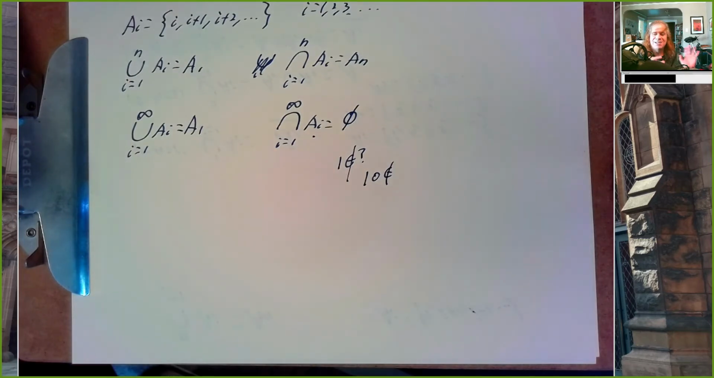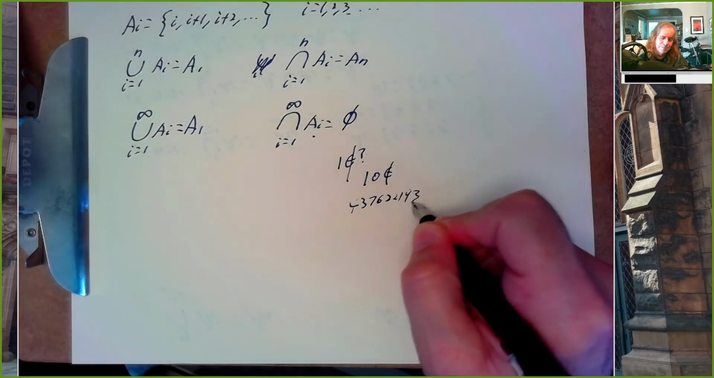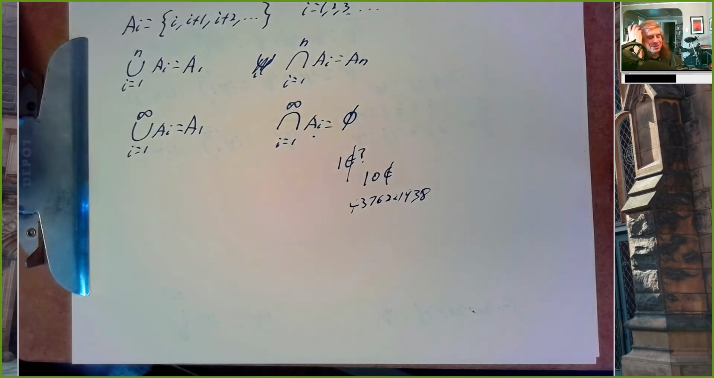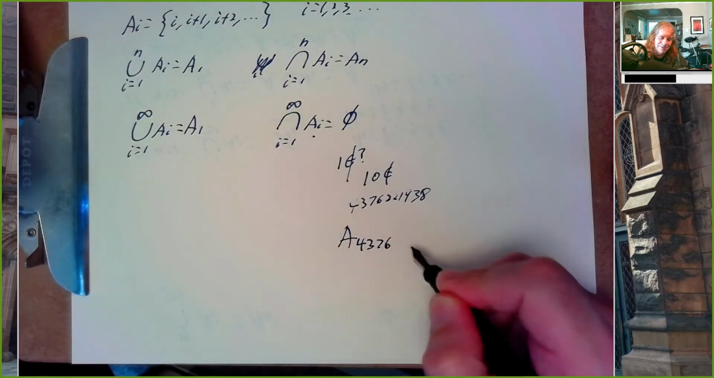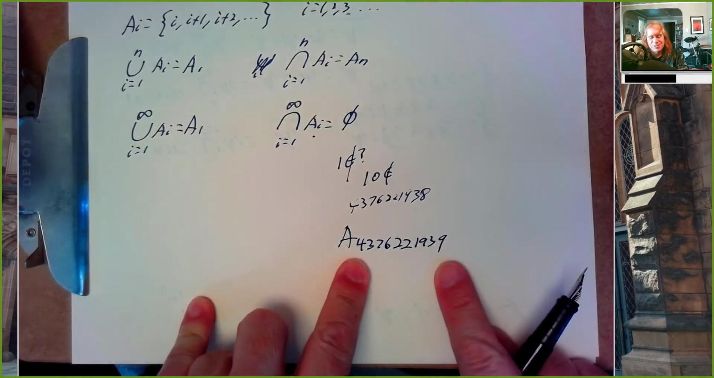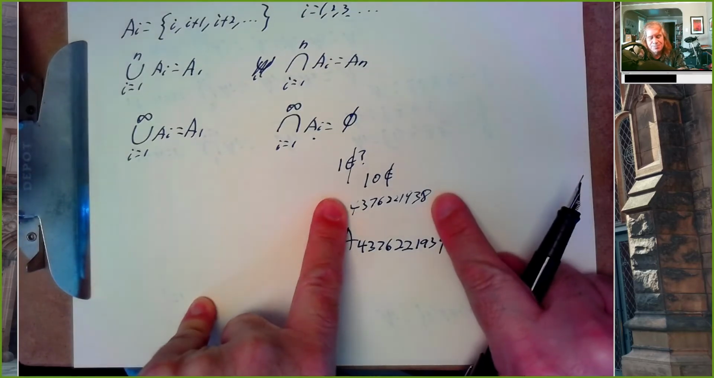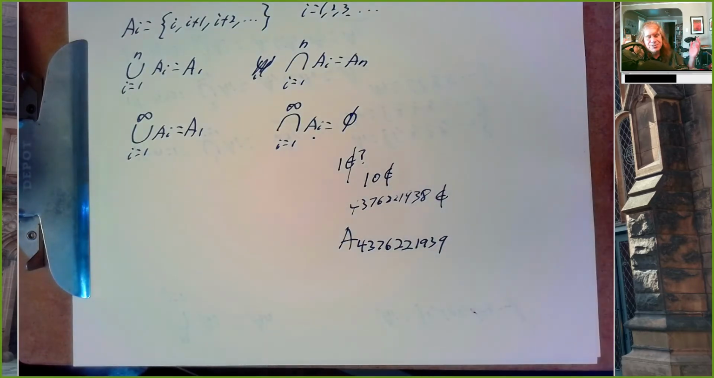And it turns out any integer that you think of, right, this big, long, ridiculous integer, well, there's at least one set here that does not contain it. And that's A sub 4376221939. Because that begins with this number and just gets bigger and bigger, but it does not contain this number. So this can't be in the intersection either. And any integer you can think of can't be in this intersection. And since all these sets only contain integers, we must conclude this intersection is the empty set.